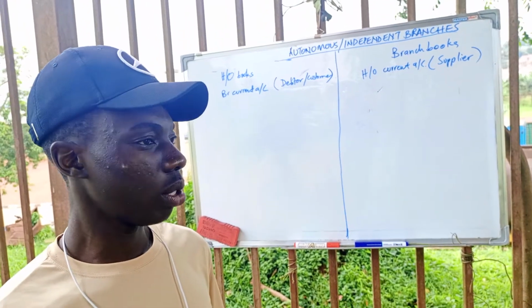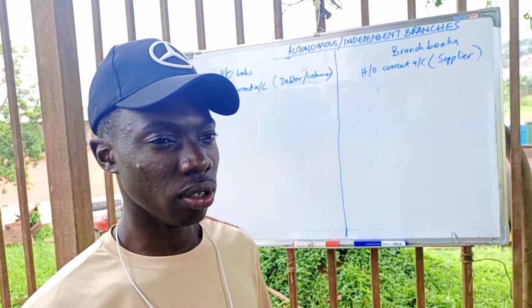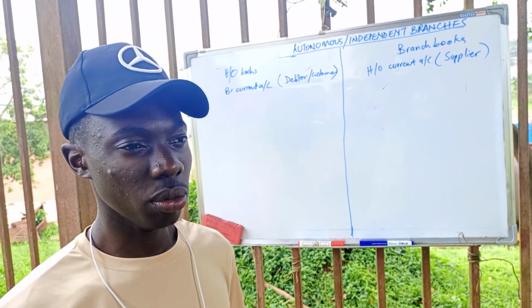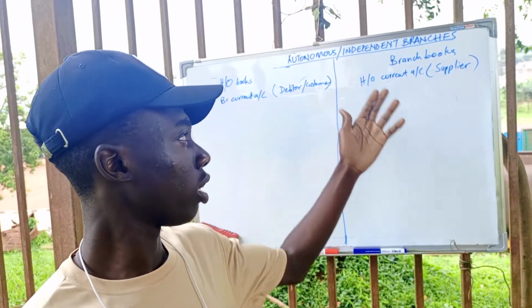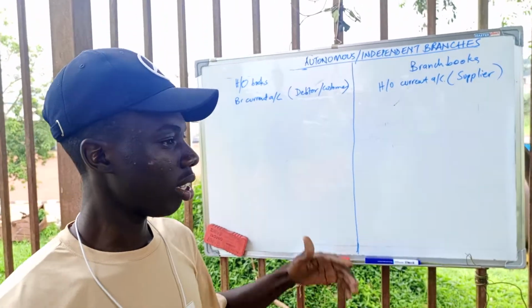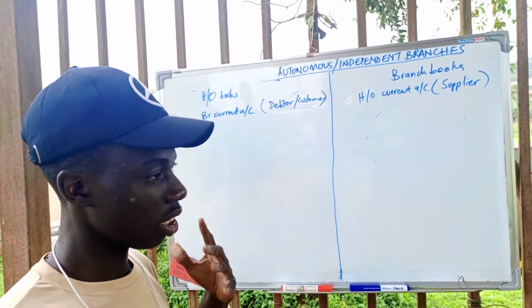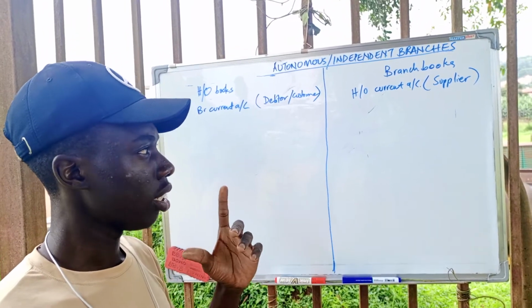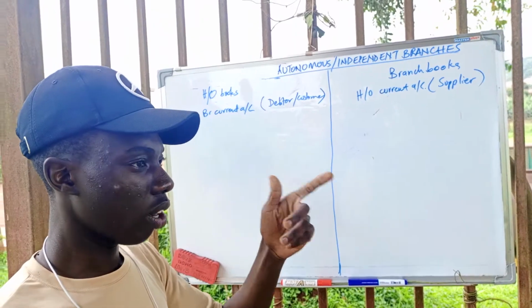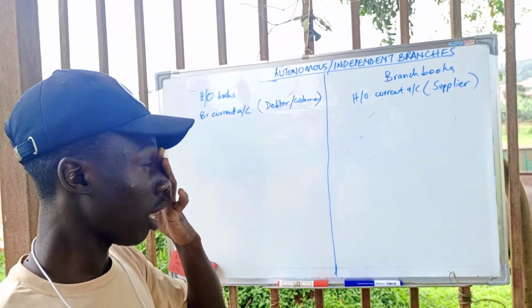So we are going to look at, because we previously looked at centrally controlled branches, and now we are going to be looking at autonomous branches. We call them autonomous, which is the same as independent, simply because they are given that independence to purchase their own goods from local suppliers, whereby you are going to see that even the head office is going to be supplying to the what? To the branch. So the head office becomes a supplier.